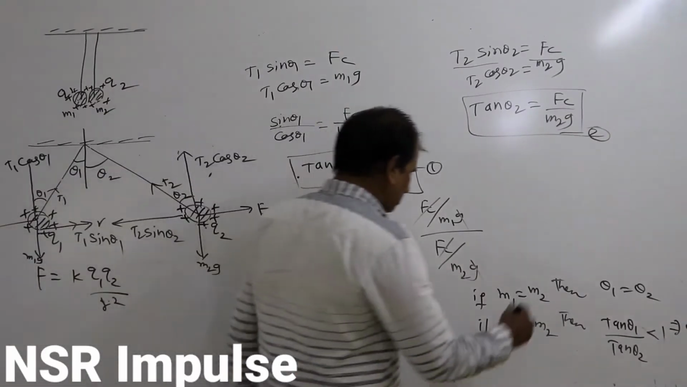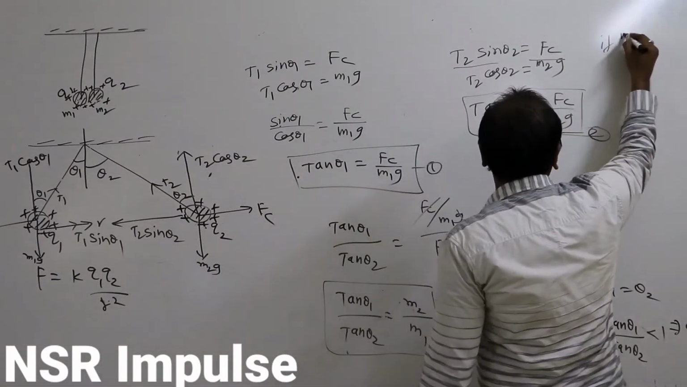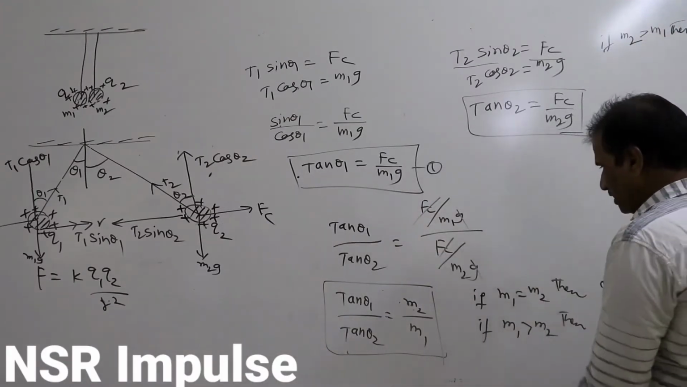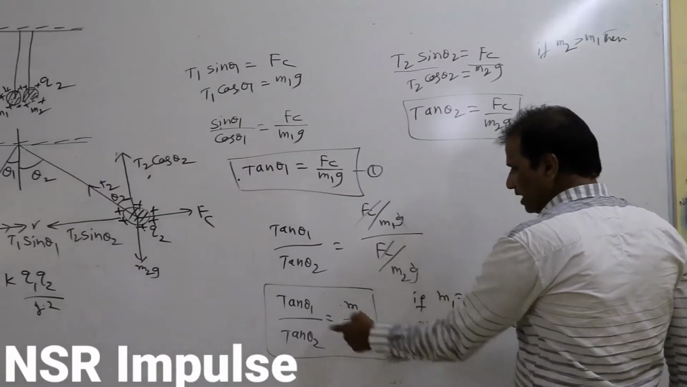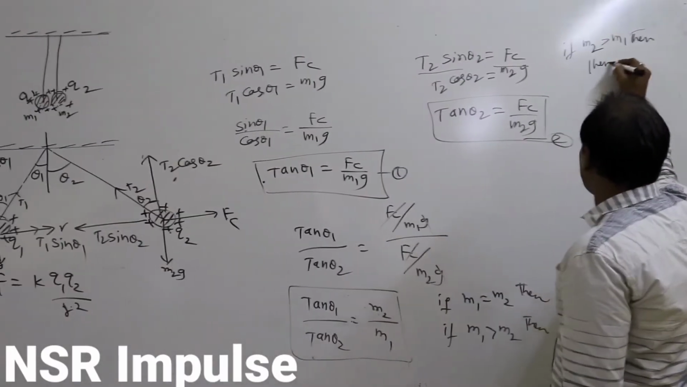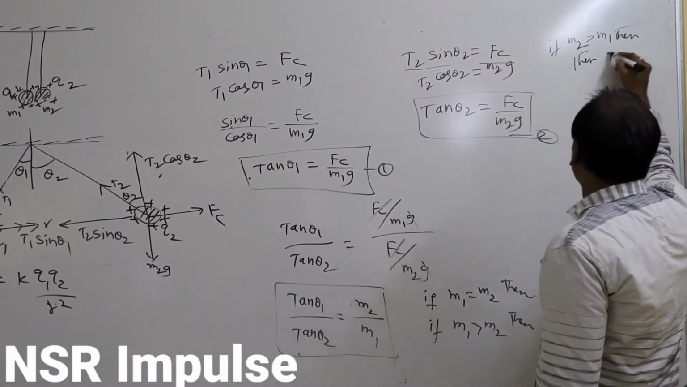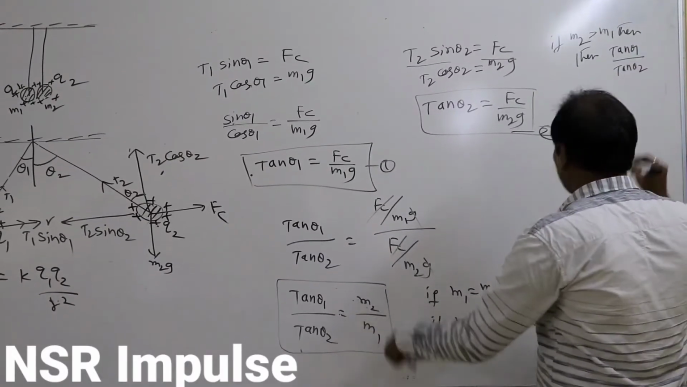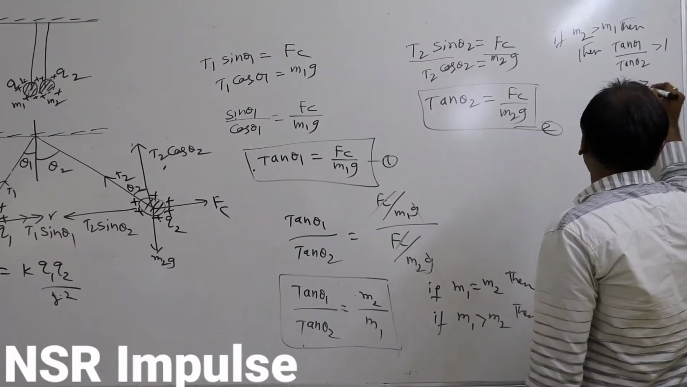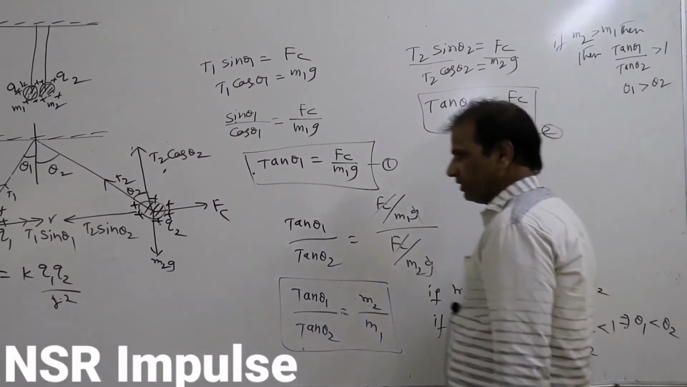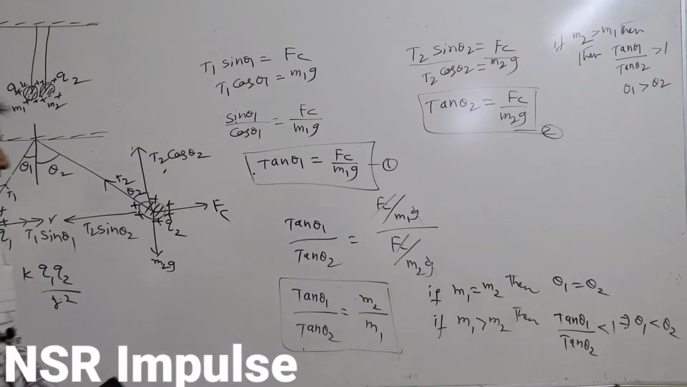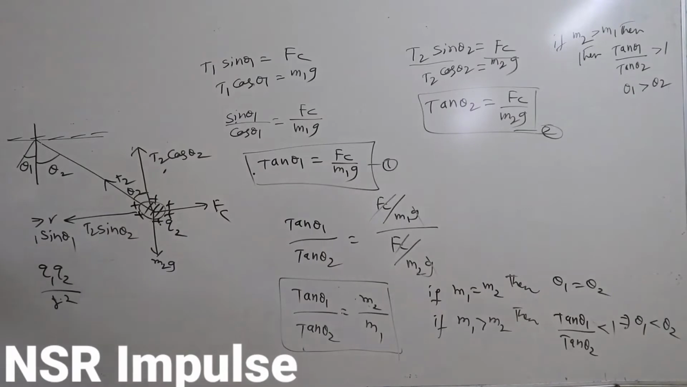Next case is if m2 is greater than m1. In this case, tan theta 1 by tan theta 2 becomes greater than 1, so theta 1 is greater than theta 2. That is the case. So like that, we can discuss the equilibrium situation.